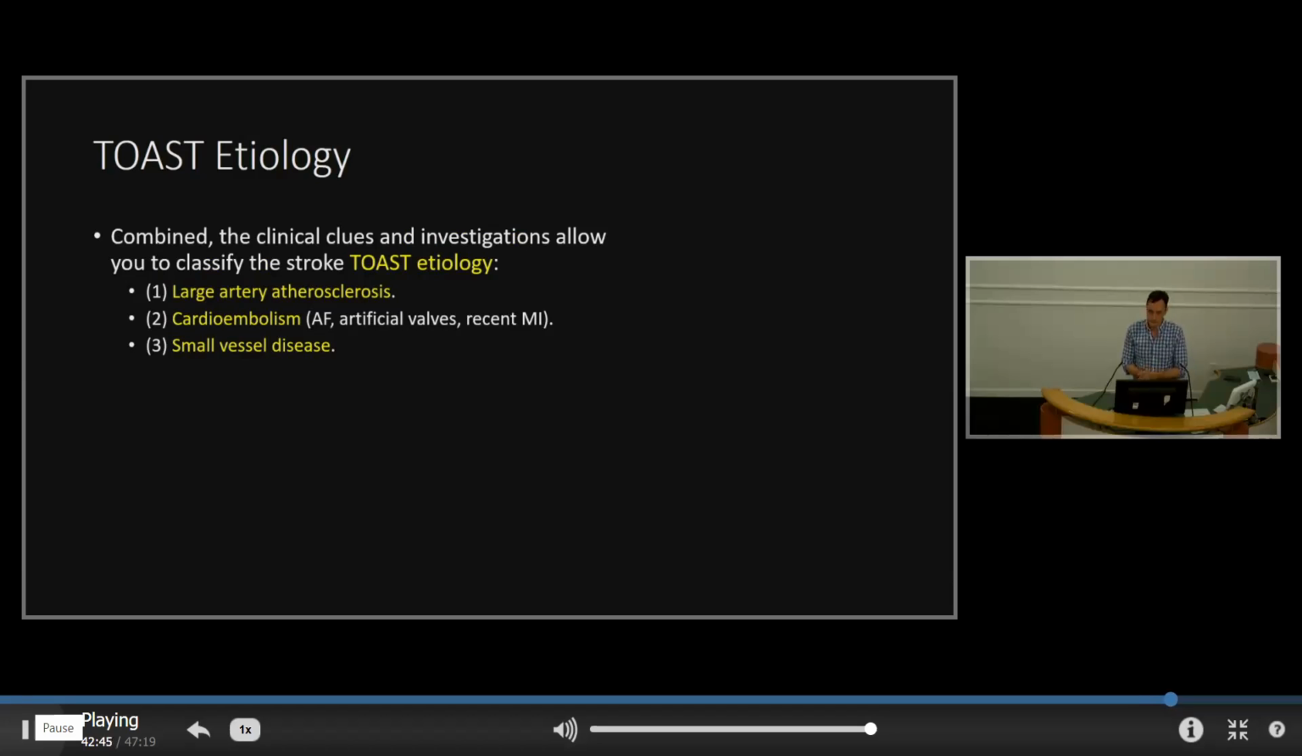Cardioembolism is usually AF or paroxysmal AF, but it can be things like artificial valves, or a recent MI with akinesis there. So there's turbulence, akinesis, and clot formation. And it's so critical to figure these out.